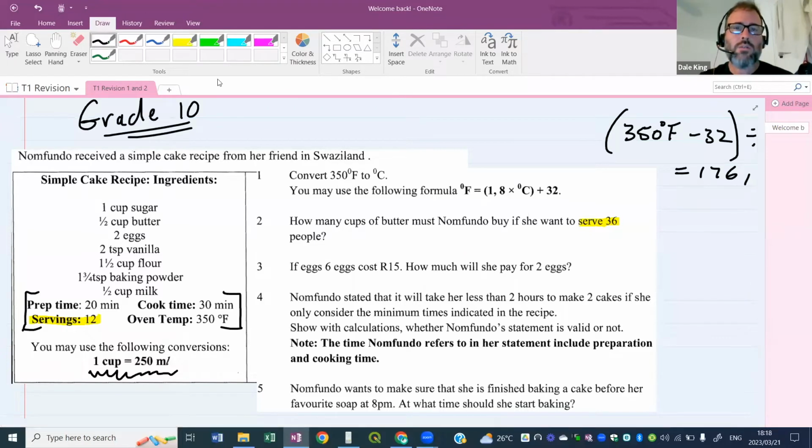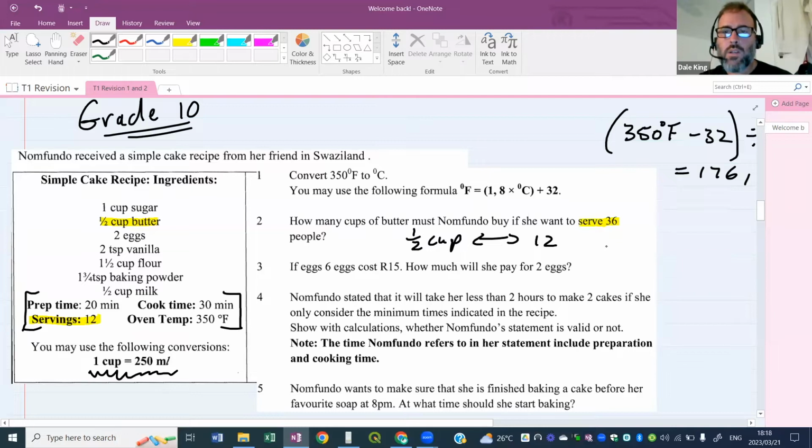So I'm going to draw a little relationship here. I'm going to say, look at the butter in this recipe, which is a half a cup. Okay, so I'm going to say a half a cup of butter is for 12, then what will be for 36? Okay, let me just move this out here because I want to write straight under it.